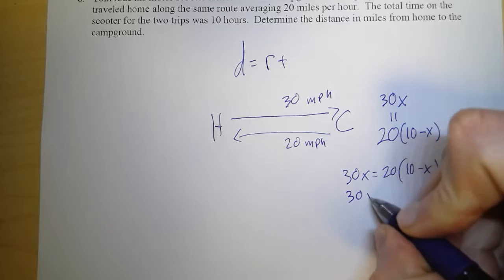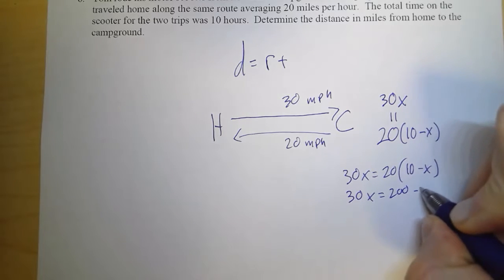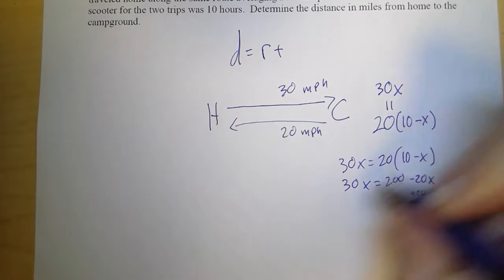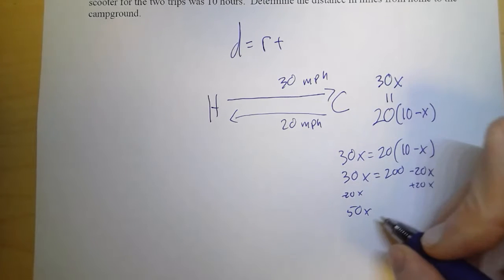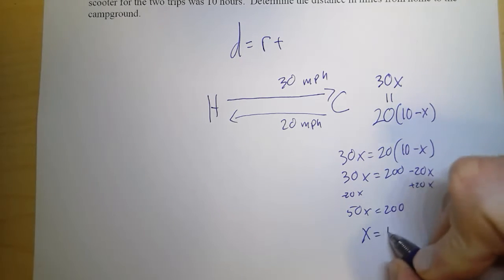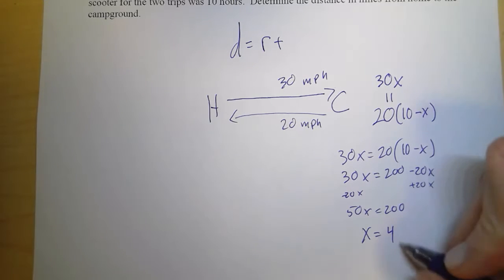So 30x, and I distribute the 20. So 200 minus 20x. So if we add 20x to both sides, we get 50x equals 200. So x equals 4. And x is the number of hours.